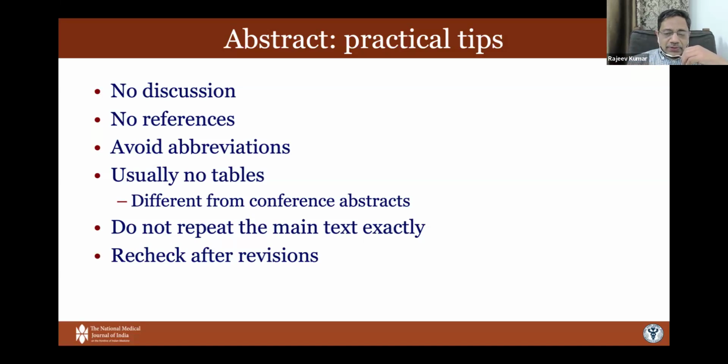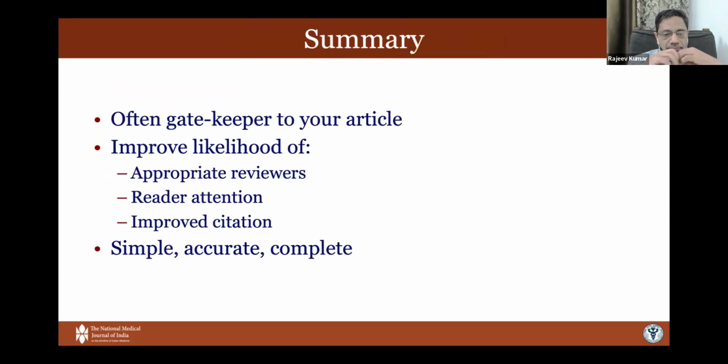Don't copy paste. Even if you're writing an abstract from your main article, you can't copy paste from the main article and put it into the abstract. You have to write the abstract again in your own words. And of course, make sure you recheck after each revision that your data hasn't changed.